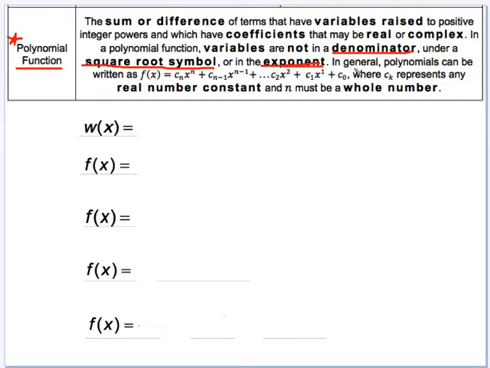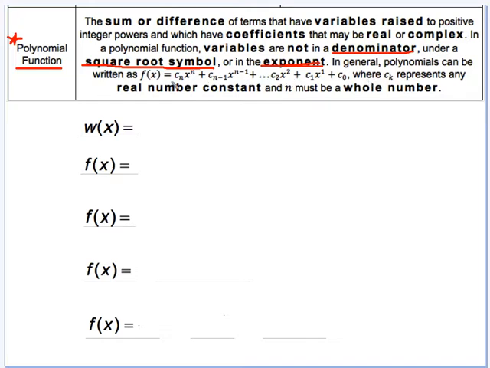and you also will not have any variables in your exponents. Okay, in general, polynomials can be written as f of x equals c sub n, x raised to the n power, plus all this stuff. I'm not going to read the whole thing out. It looks really confusing up here, and you probably are thinking you've never seen this before. You have, it just doesn't look like all this extra mess, okay?